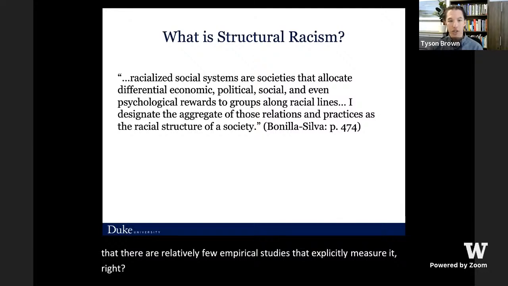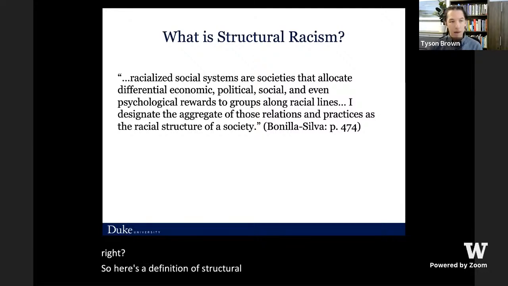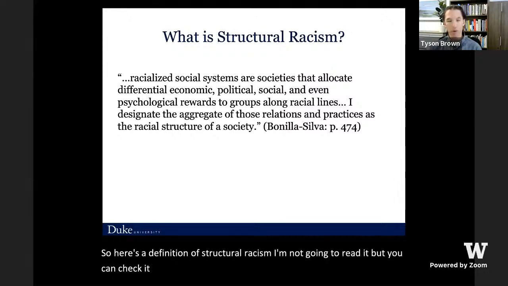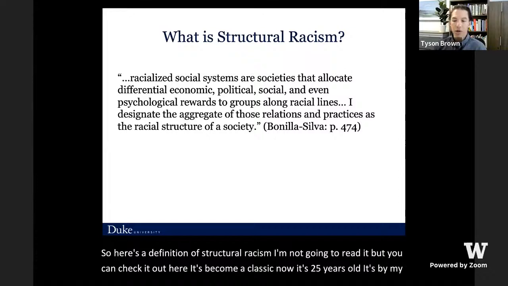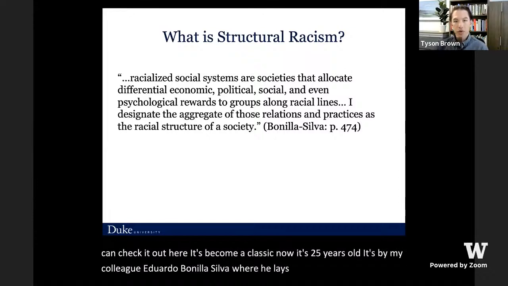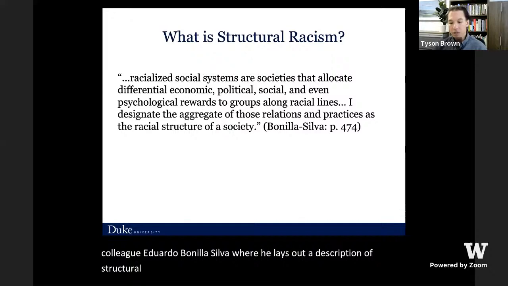Here's a definition of structural racism. I'm not going to read it, but you can check it out here. It's become a classic now. It's 25 years old, by my colleague Eduardo Bonilla-Silva, where he lays out a description of structural racism. And you can see it's rather broad and encompasses many different facets of society.